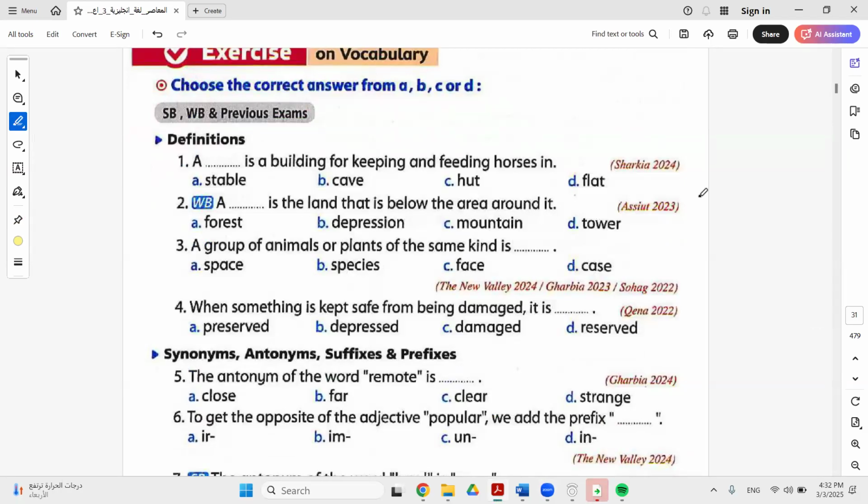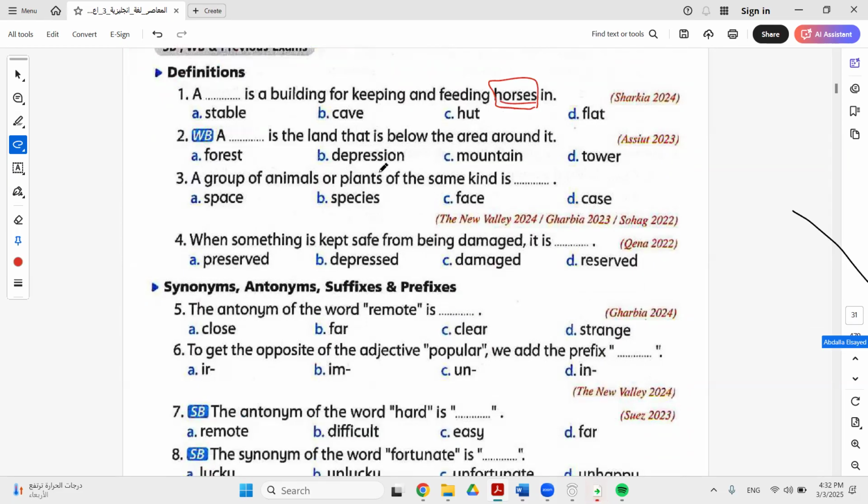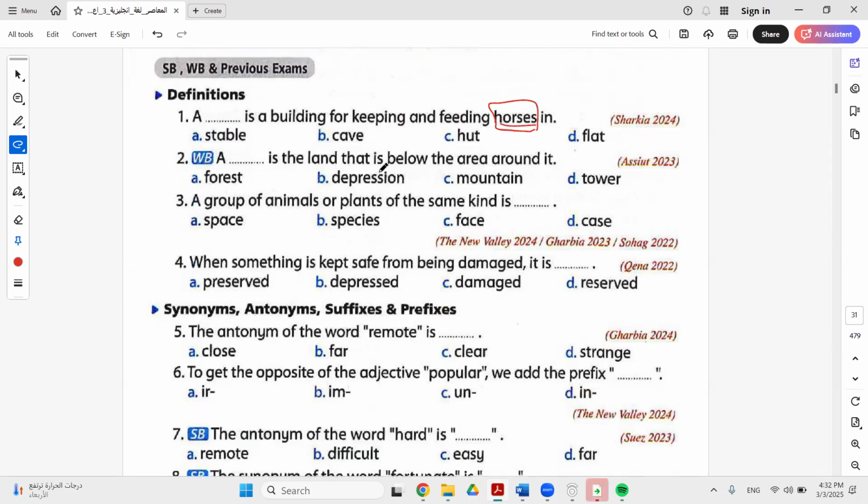Can you read the question? Blooding for keeping and feeding horses in. So, do we keep horses in a cave? No. Where do we keep horses? Not a cave, not a hut, not a flat. Stable. Even in Arabic they say stable, right?